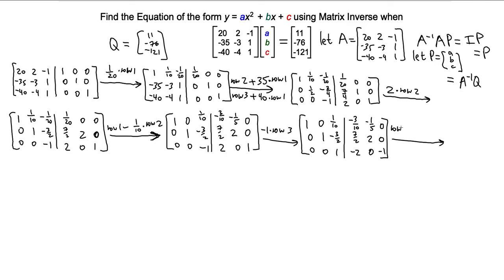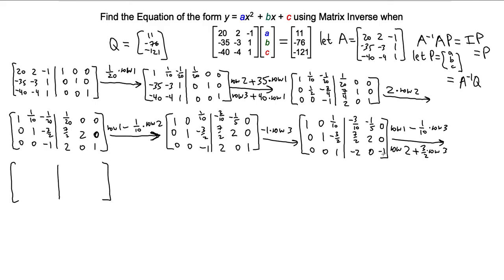We should do row 1 minus 1/10 row 3, right? So row 1 minus 1/10 row 3 gives you 1/10 minus 1/10, which would give you 0, right? Now row 2 should not be minus because it's already a negative. It should be plus, right? It should be plus 3/2 times row 3, right? And that should give us the correct assessment of what should be going on there.